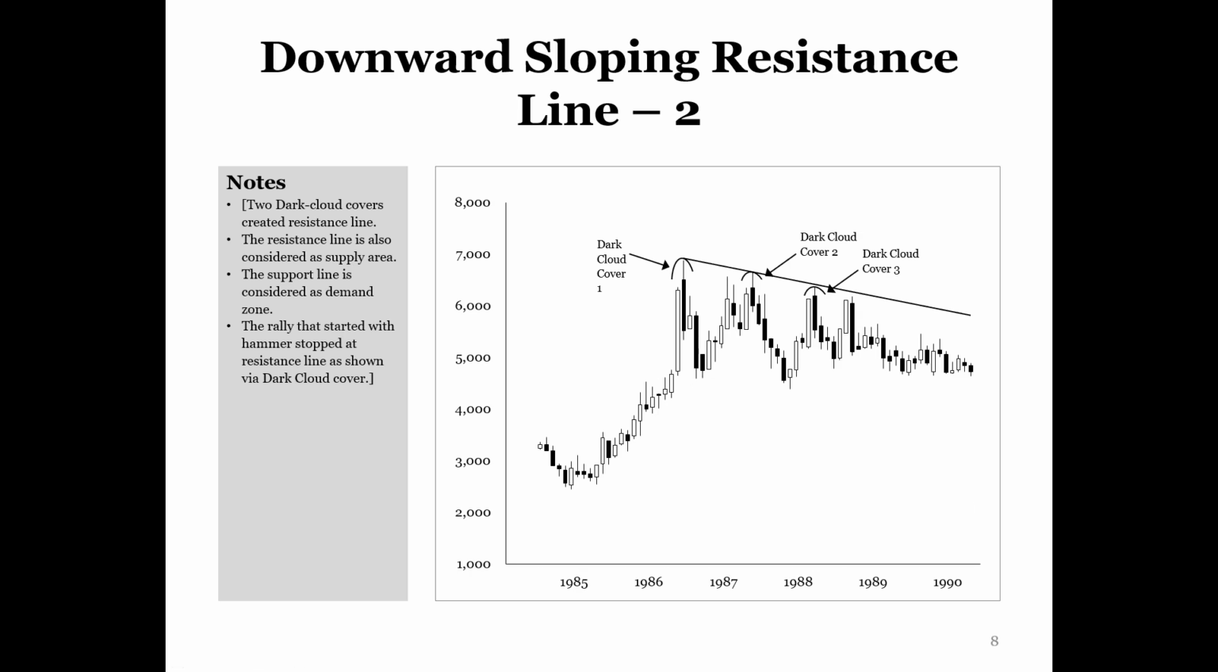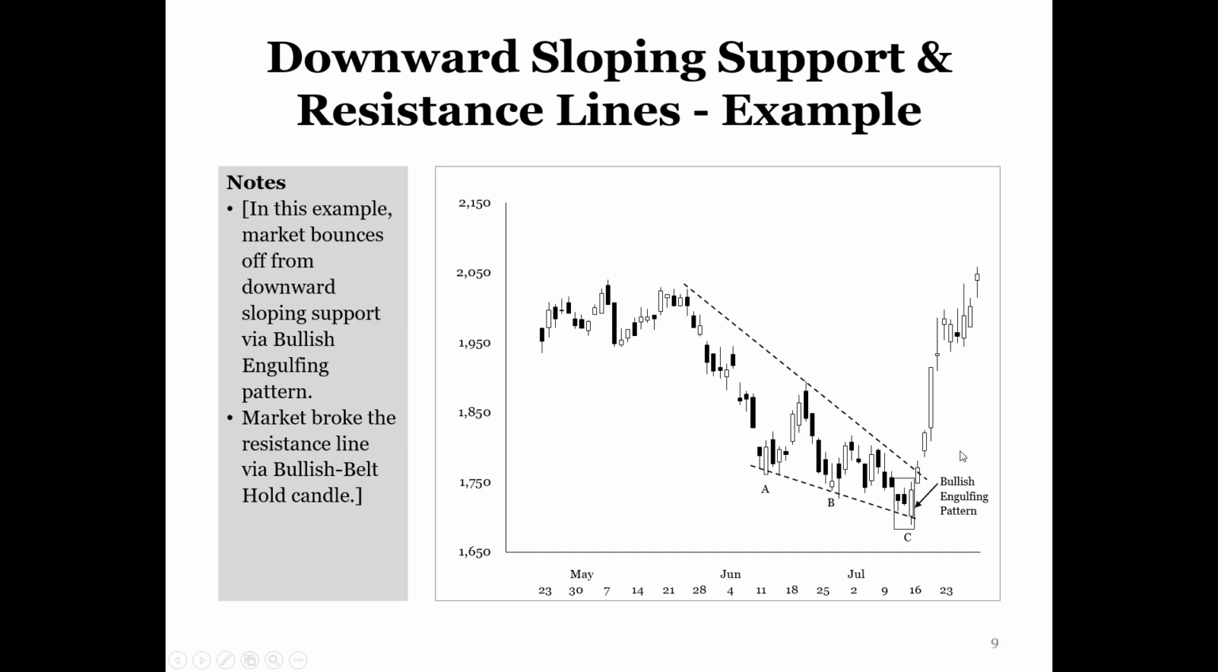This is another downward sloping resistance line. So this is the first price point. This is the second price point you connect. So this is your downward sloping resistance line. The resistance line can be horizontal or it can be downward sloping. So this is a downward sloping one. Now every time the market touches, it comes down. Market touches and comes down. So you have established a valid resistance line on the top. Okay.